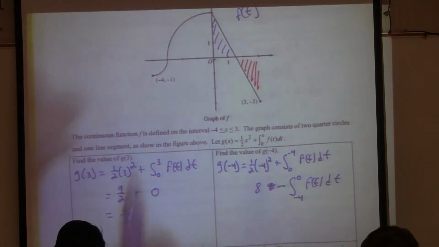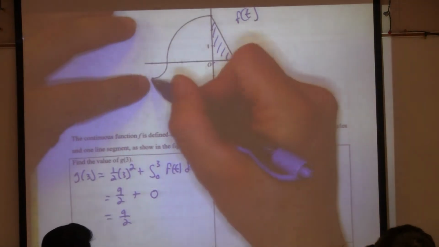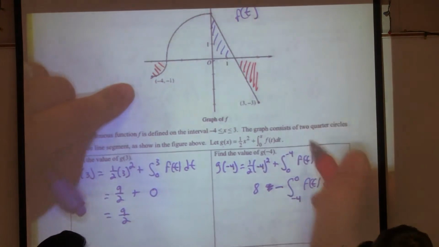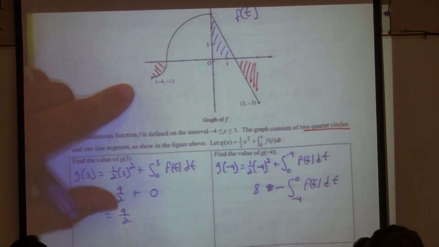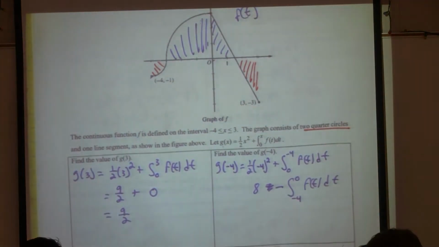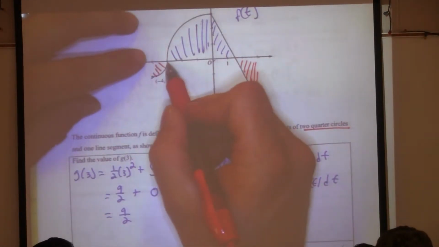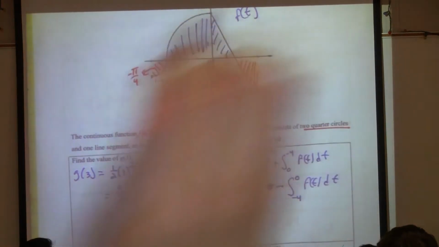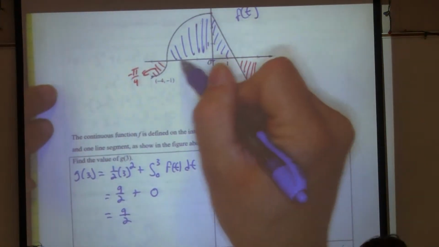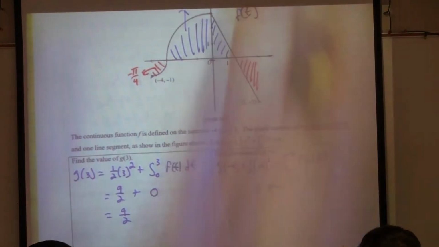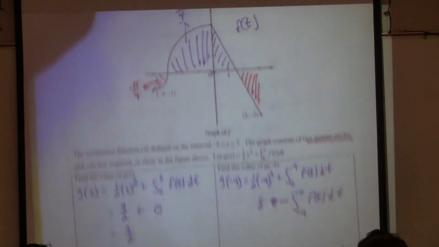Okay, so now let's go from -4 to 0. What did they tell us this part was? It was a quarter of a circle, right? And they also said this was a quarter of a circle. They want to tell you that so you know what it represents. So this one would be negative pi over 4. And then this one's going to be 1, 2, 3, so that's 9 pi over 4, right? Because it's only 1/4 of that circle.